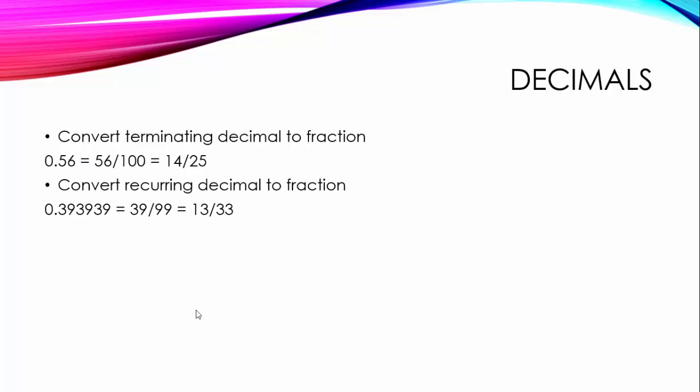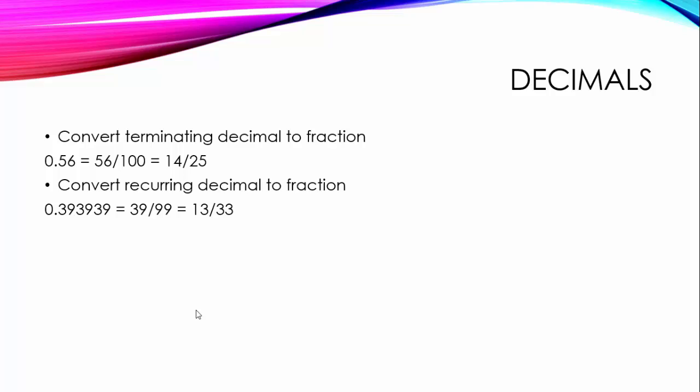Decimal representation. Decimals have 10 as their base. Decimals can be terminating, ending, such as 0.78, or repeating, recurring decimals. A reduced fraction a/b, meaning that the fraction is already reduced to its lowest terms, can be expressed as a terminating decimal if and only if b, which is the denominator, is of the form 2 to the power n times 5 to the power m, where m and n are non-negative integers.